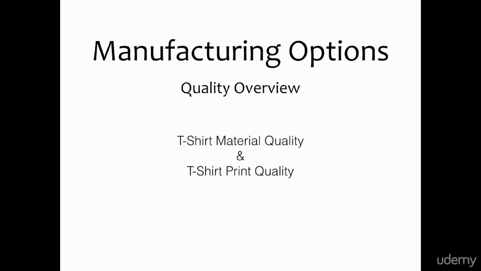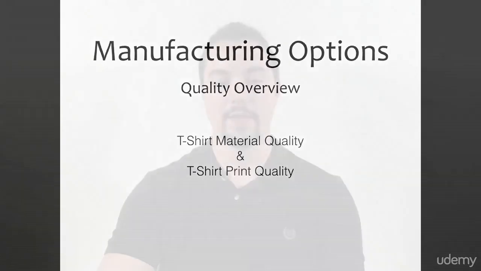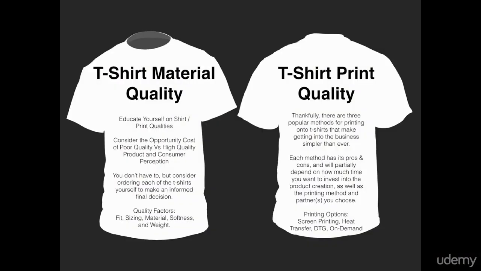So this is just a quick quality overview. You're never going to be able to learn too much about this stuff, but you should have a basic understanding of what your options are. So the very first thing, t-shirt material quality. Consider the opportunity cost when you're making these decisions.